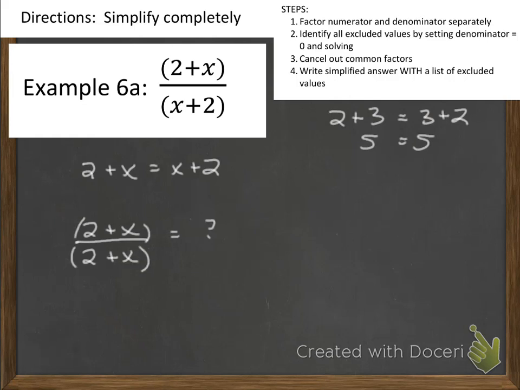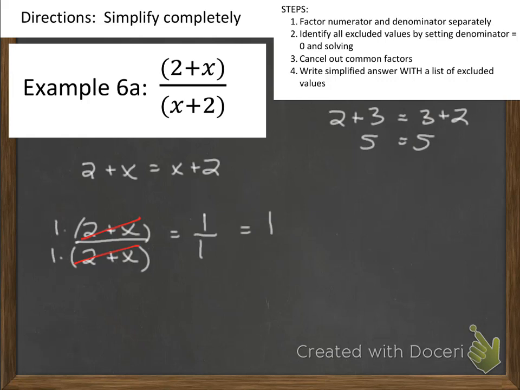Then, what happens when we divide them? Well, remember, there's always a hidden 1 out here, right? So this is really just 1 divided by 1, or just 1.